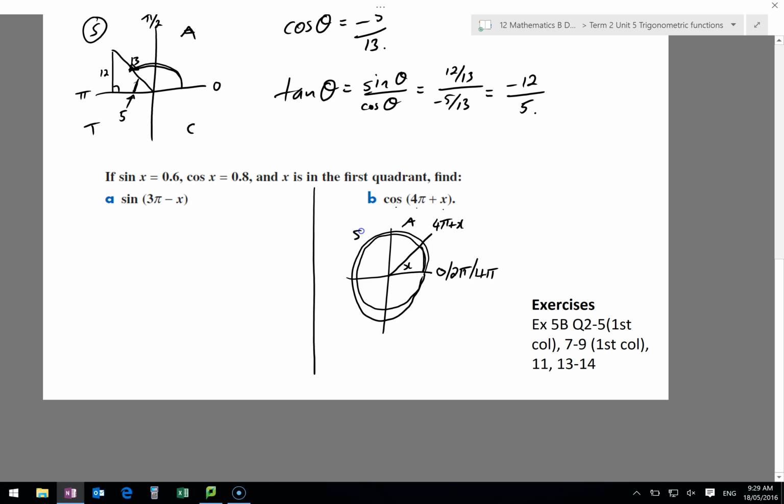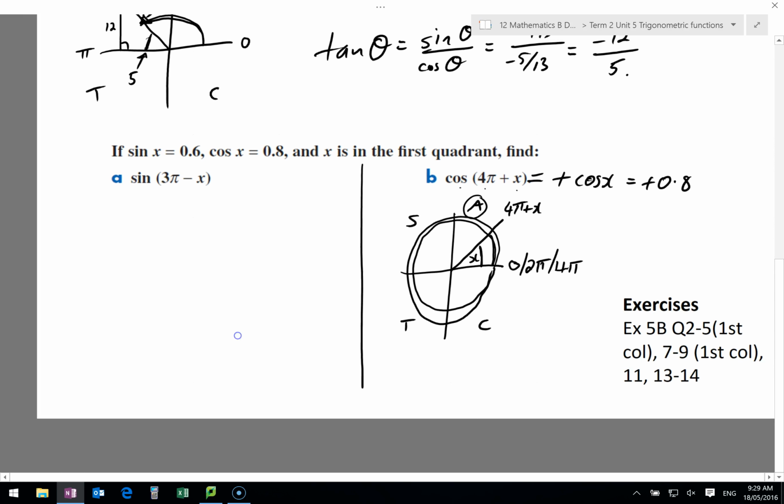Okay, we'll write on this diagram our ASTC idea. So cos of 4 pi plus x will be, it's in a quadrant where all of them are positive, the same as positive cosine of this small angle, which is x. Okay, so we'll end up with positive 0.8. Okay, you don't need to write positive if you don't want. Okay, and part A, sine of 3 pi minus x.